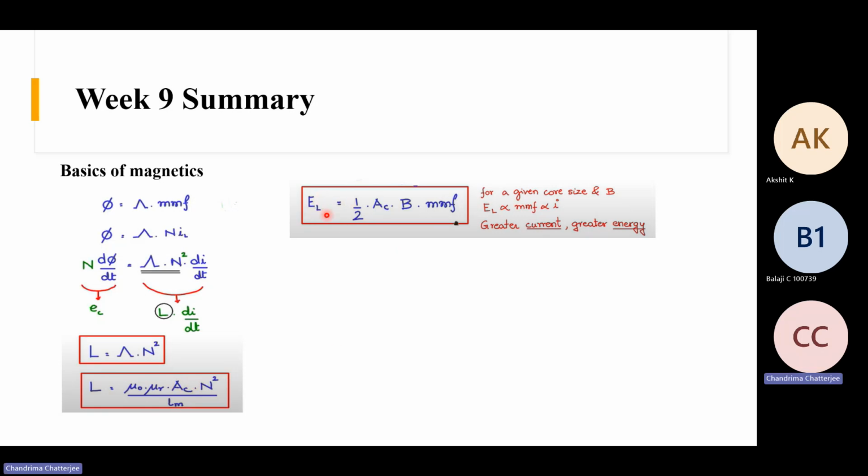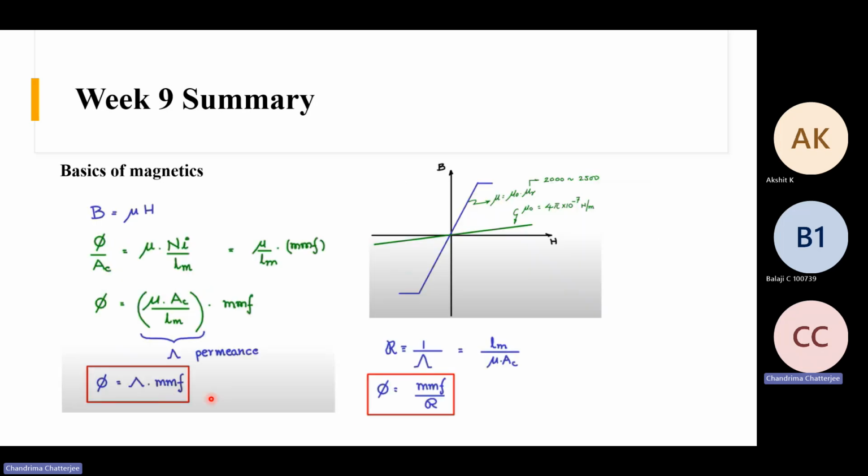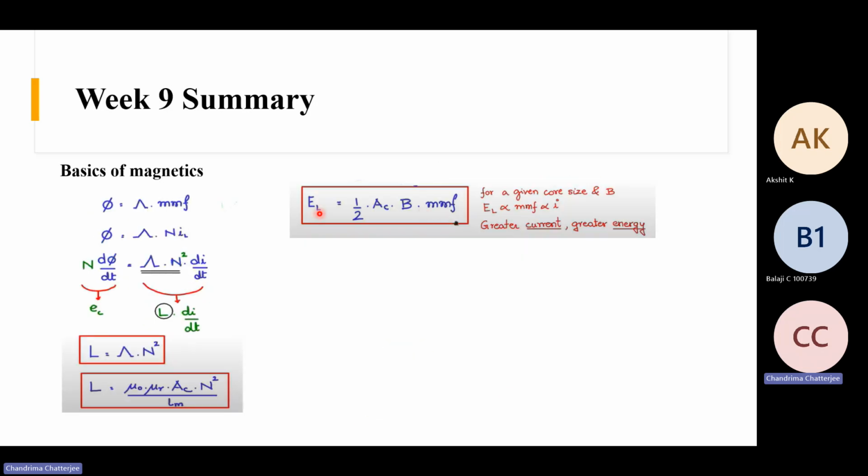We have expressed the inductance in terms of these quantities. And EL is the energy stored in the inductor. We can represent this as half AC B into MMF. You can rearrange these equations, using all the equations that we saw, and you can see that the energy stored in the inductor is this. Okay. So we will use all these equations when we design the inductor.